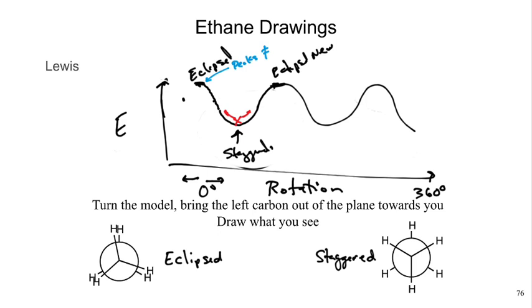So when we looked at the staggered and eclipsed initially, we didn't care that there were hydrogens out there. What was repelling away? The bonds. That was it. I don't care what's out there. Now there's something else out there. And that something else is now creating a different interaction.